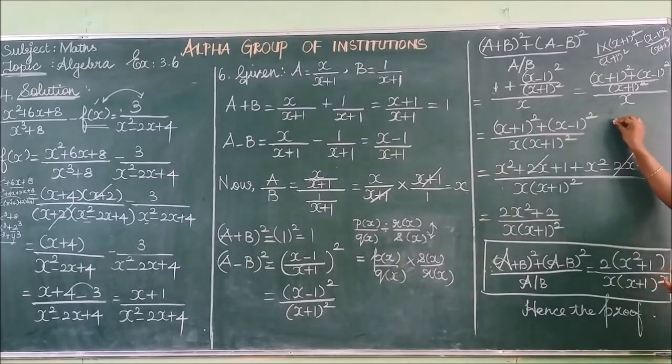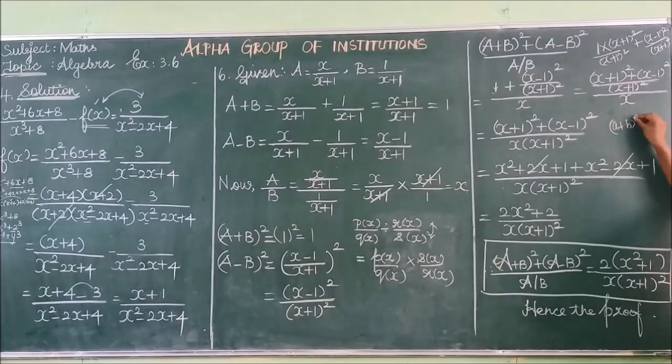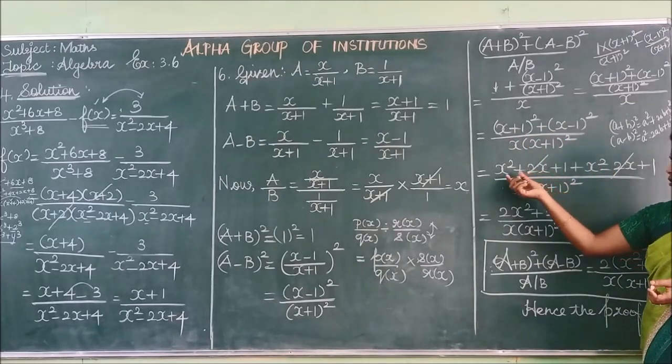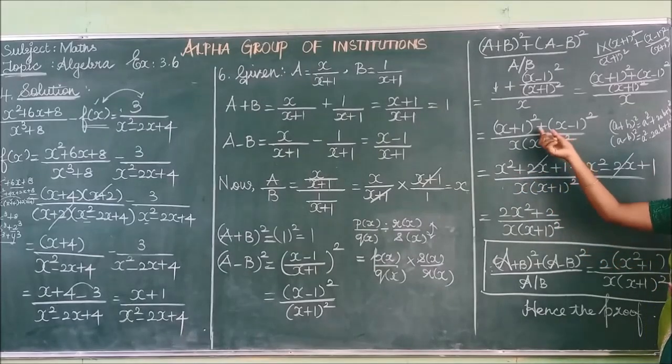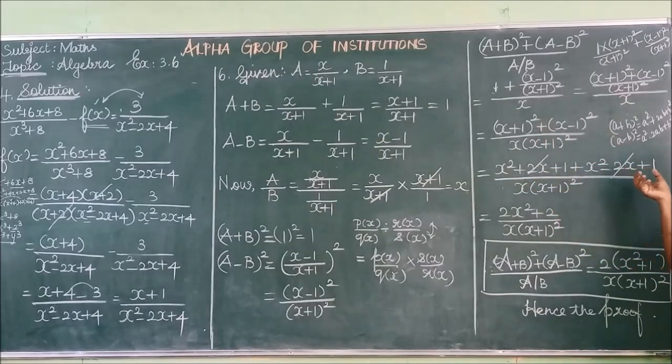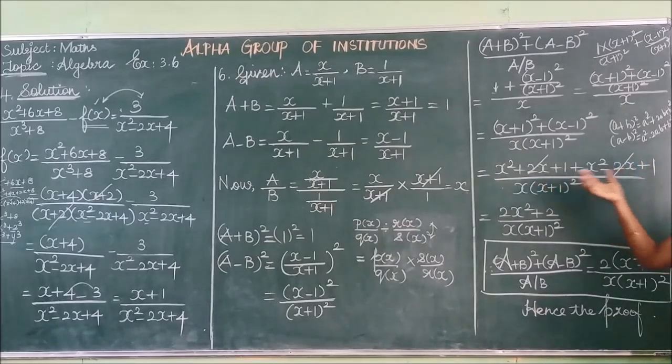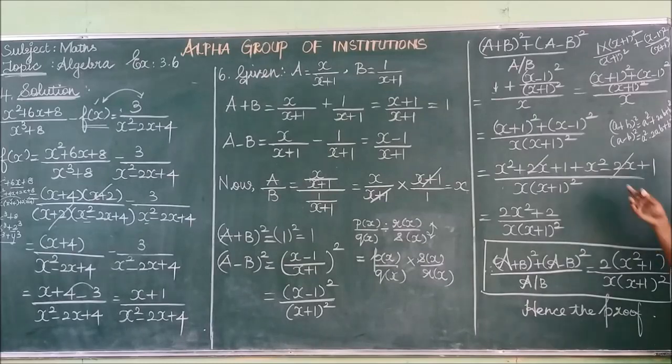Now use the formula. What's the formula for (a plus b) whole square? (a plus b) whole squared is a squared plus 2ab plus b squared. Similarly, (a minus b) whole squared is a squared minus 2ab plus b squared. You can apply it. Here a is x and b is 1. So x squared plus 2x plus 1. Here the operation is plus, so we can write the formula directly. x squared minus 2x plus 1. This positive 2x and negative 2x get cancelled. What are the remaining terms?